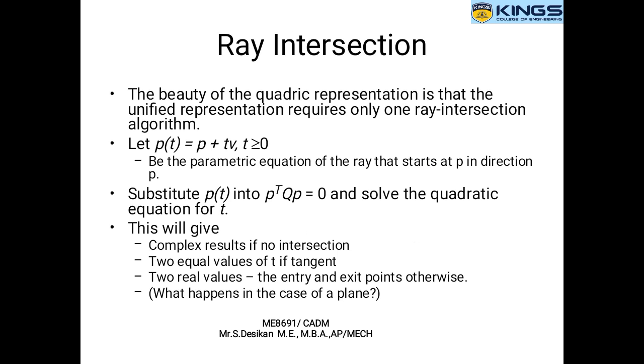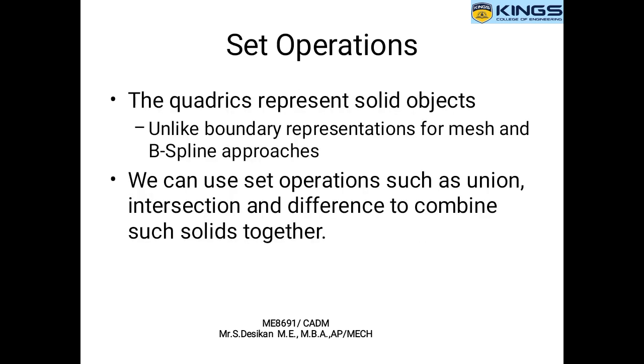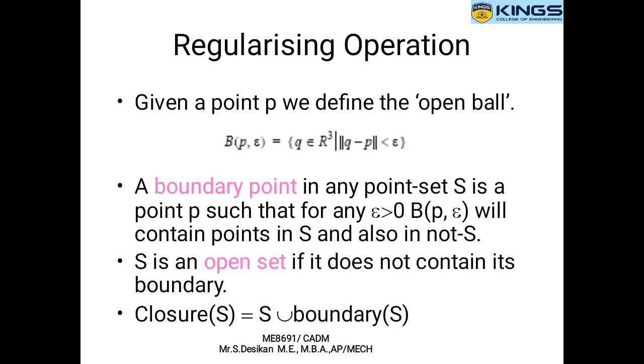The same equation we followed in the quadratic, but in terms of complex numbers, or negative numbers, or the equal value of a tangent, we go for a ray intersection. Next one is set operation. Already we know that set A intersection B, A union B, and A complement are some of the set operations available. We studied them in lower classes in mathematics. Likewise, the set operation is also performed in constructive solid modeling geometry.